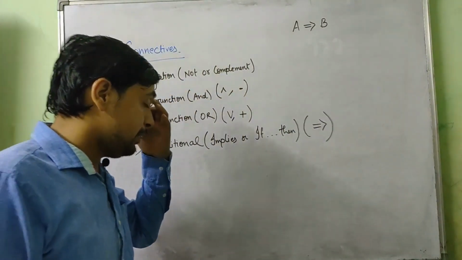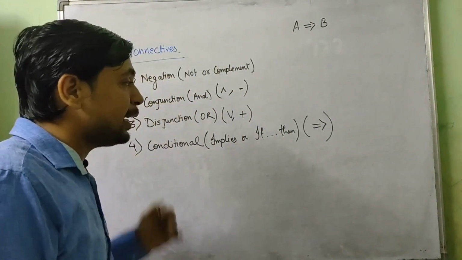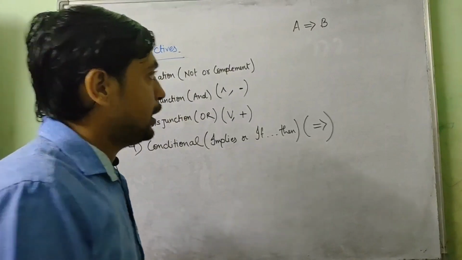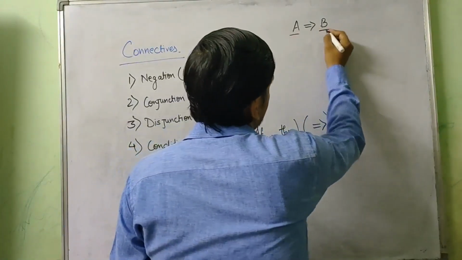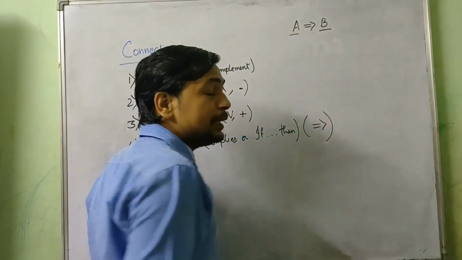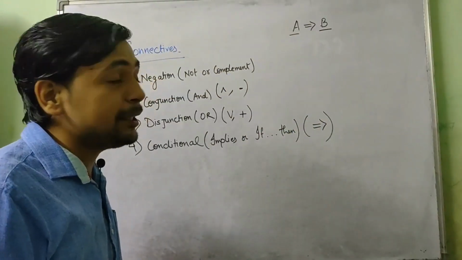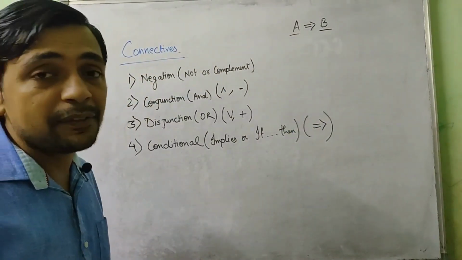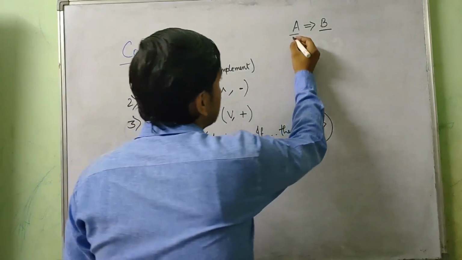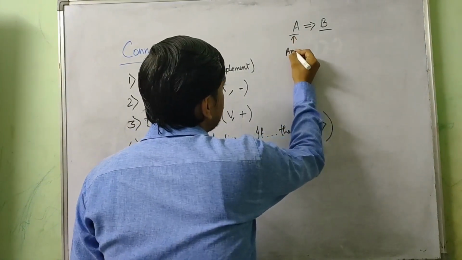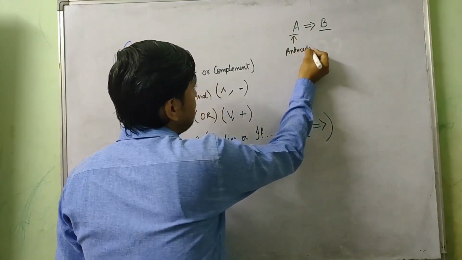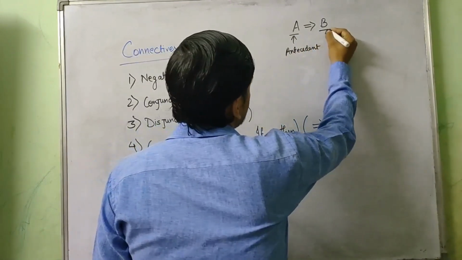Of course, in this case there are two propositions that it will combine. And let me tell you, in the case of conditional, in the case of implies, both these propositions have names. This one is known as the antecedent, and this one is known as the consequent.